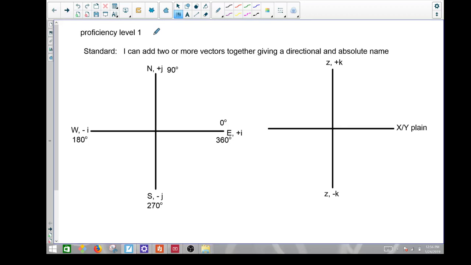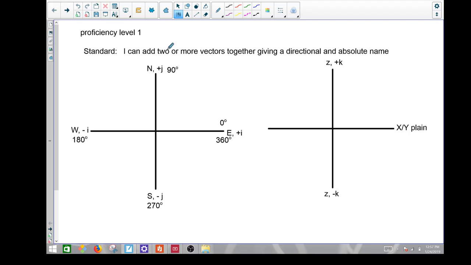Good afternoon, this is Schweitzer, and this is a tutorial video on level 1 proficiency in vectors. Our main standard: can I add two vectors together, giving a directional or absolute name? As we get started, this is more of a tutorial on this topic, and then we'll have some proficiency questions coming up.